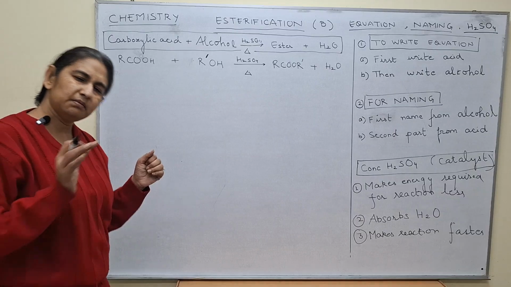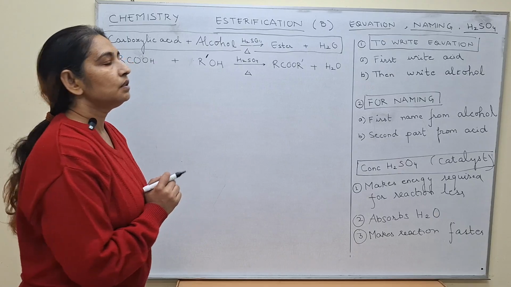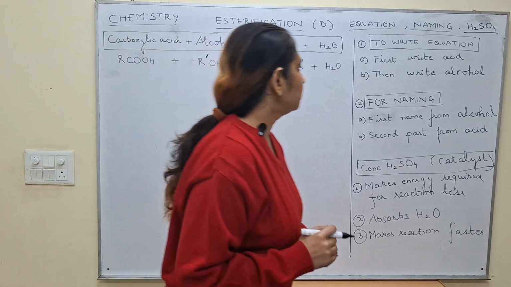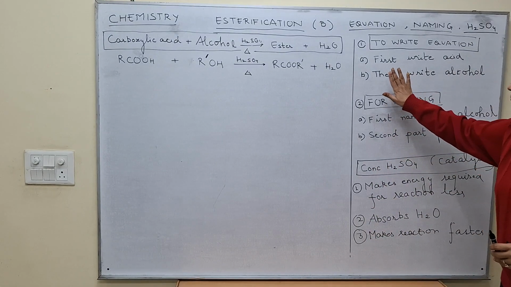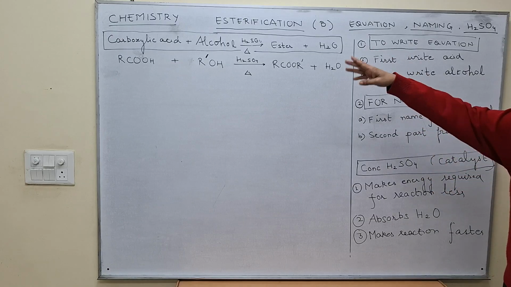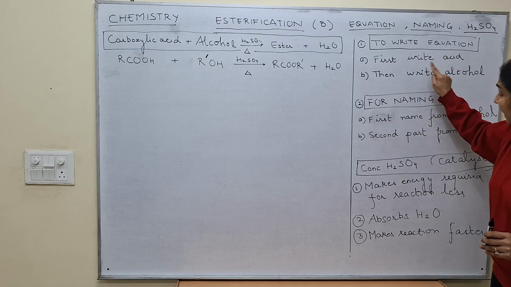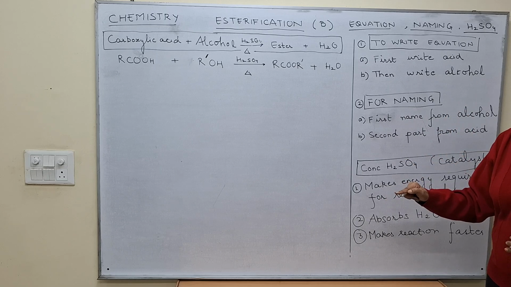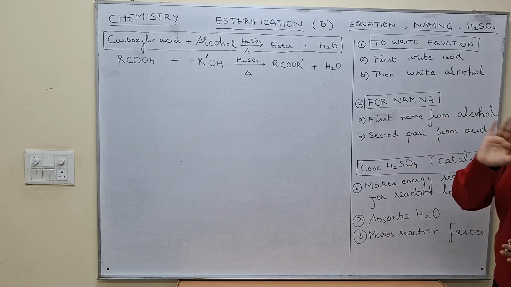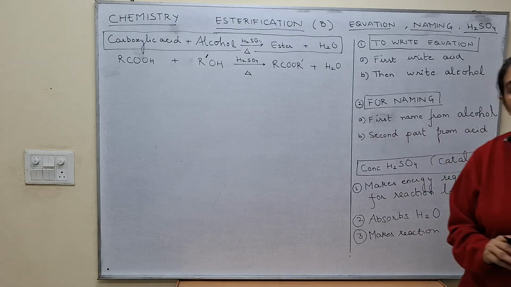So let's begin directly with writing the equation. The first task is to write the equation. Now see what I have written here. Whenever you have to write the equation, you know that an acid and an alcohol are both needed. So first write the acid name, then write the alcohol name. Don't reverse it, don't write the alcohol first, it causes mistakes.